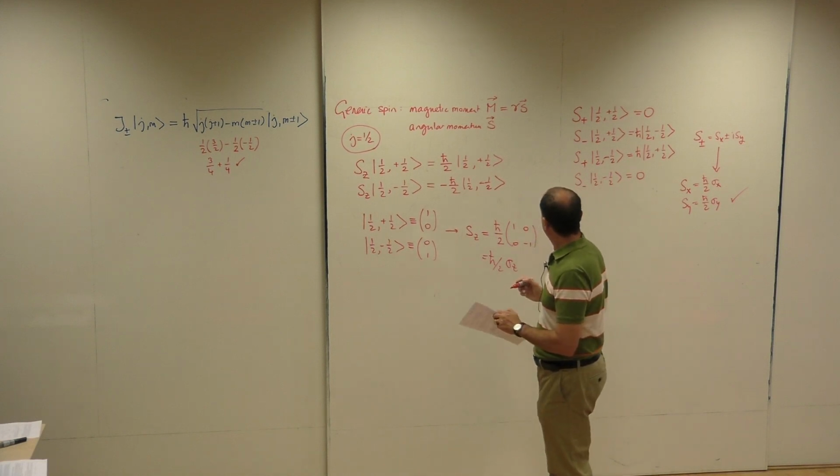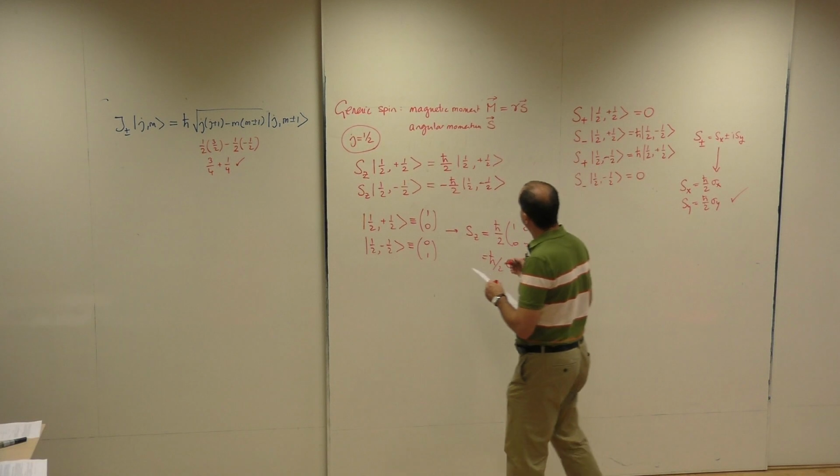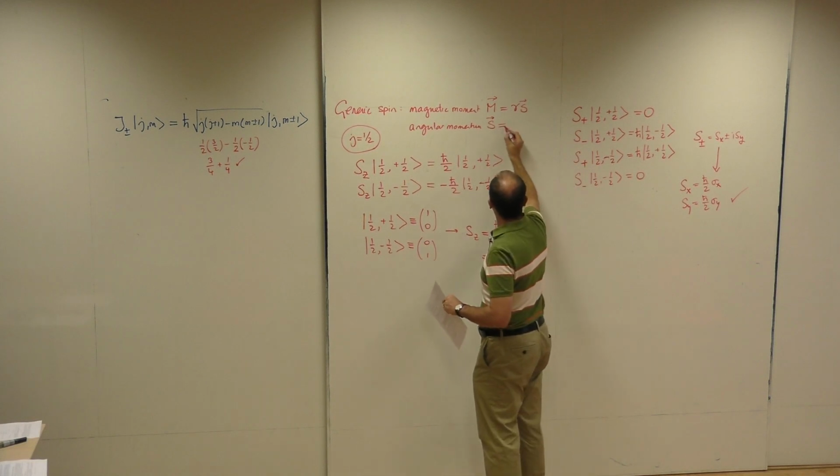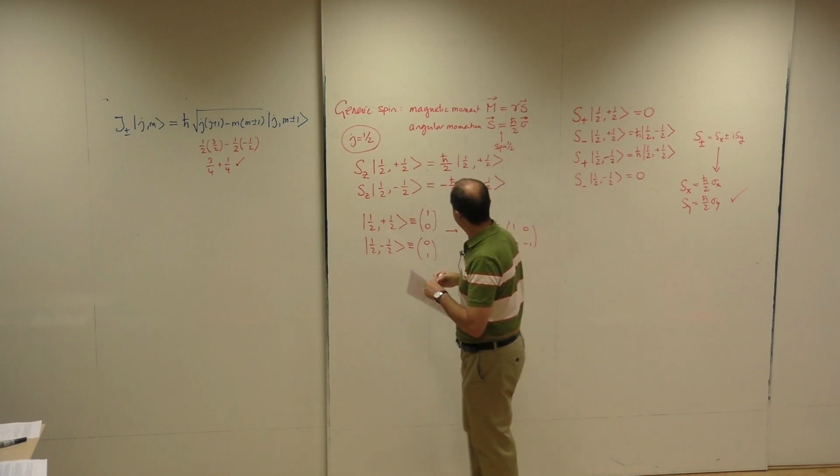And so therefore, what we have found through this complicated construction is that the angular momentum for a spin half is h bar over 2 times the vector of Pauli matrices.